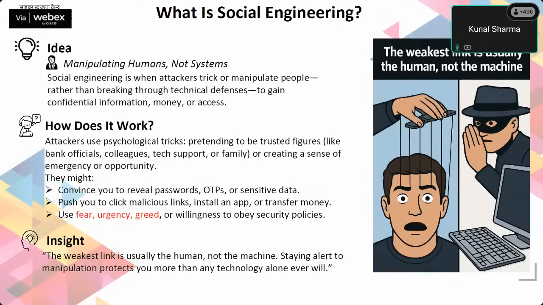What we have seen in cybersecurity is that humans are actually the weakest link. Machines behave as per the rules, but humans have emotions and work according to them, and there can be loss from such emotions if we are not watching for red flags. So staying alert to manipulation protects you more than technology alone ever will.